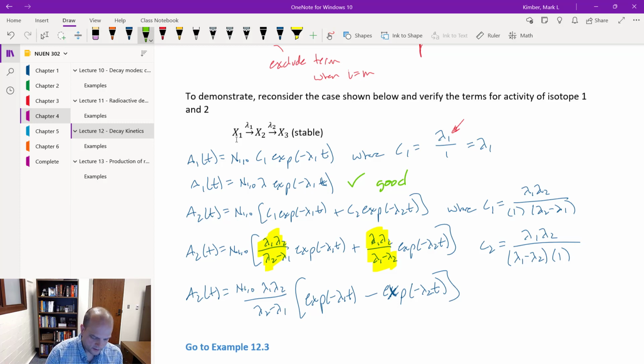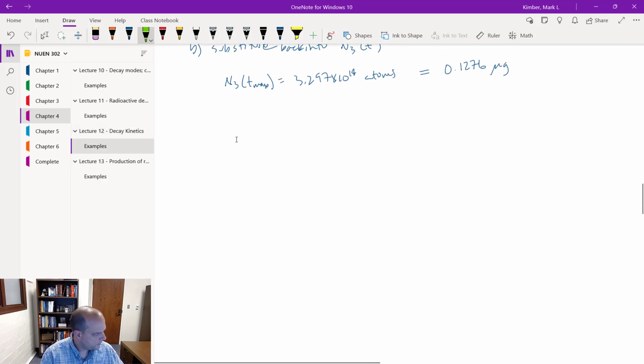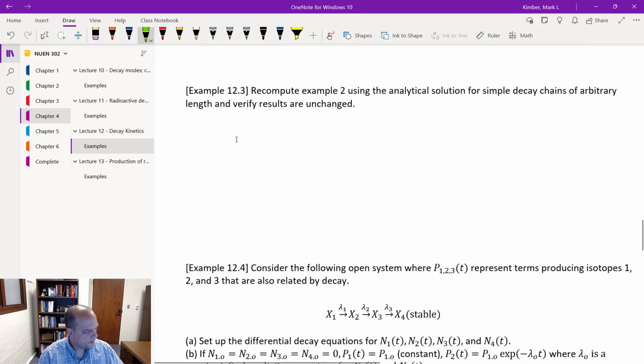You can go back to your notes and check this, but this is also good. And so the same principles apply when you're creating these coefficients, the Cs, for any length decay chain that you might have. So let's look at this in example 12.3. In 12.3, we want to recompute what we did in example 2, but we want to use this analytical solution that we just went over for simple decay chains of arbitrary length and verify that the results are unchanged.